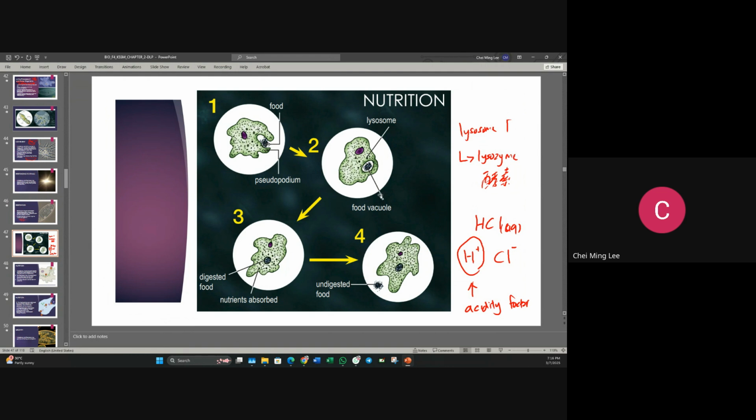Lysozyme is a kind of enzyme released into the vacuole, and it will digest the food. The digested food remains here, and the nutrients come out and are absorbed by the cytoplasm. After that, it creates a new pseudopodium, moves away, and leaves the undigested food at the place.